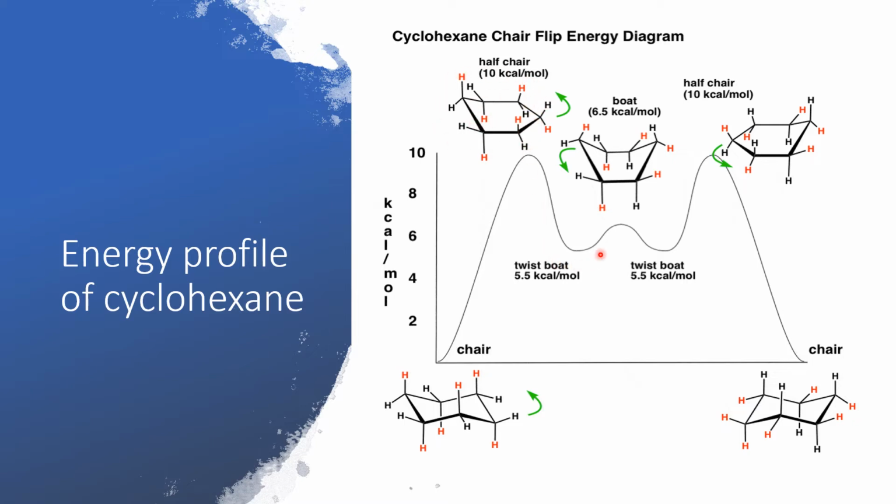Then it goes to the twisted boat and the boat. Boat has both the carbons above the plane. That is why these 2 hydrogens are called flagpole hydrogens, and they have the most steric hindrance. Then it goes to the twisted boat and again reaches the half chair. Finally, it reaches the chair conformation, which is more stable. This is how the transformation or flipping of the chair conformation takes place. So the chair conformation, in both forms, is where it can exist most of the time.